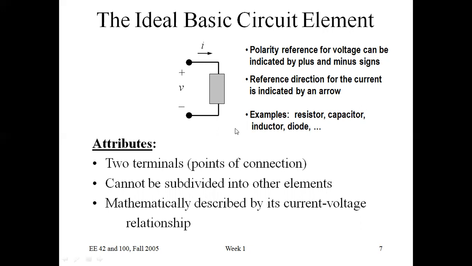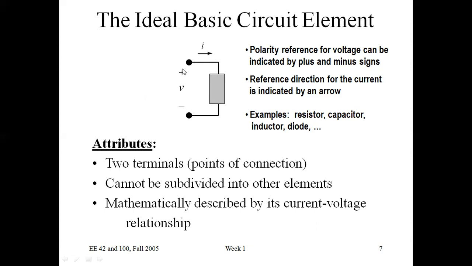So here the particular element is there, and through that element, current is flowing when a voltage of V is applied across it. The polarity reference for voltage can be indicated by a plus and minus sign. The reference direction for the current is indicated by an arrow. So this is the current direction indicated by the arrow.